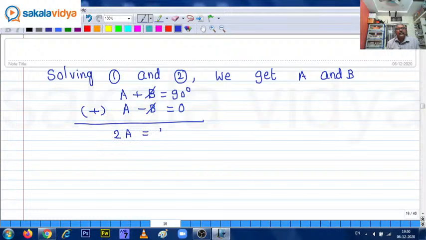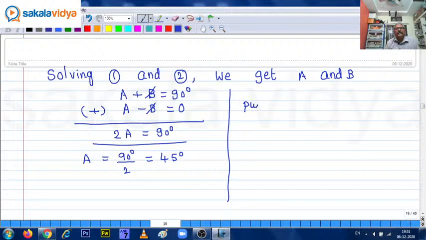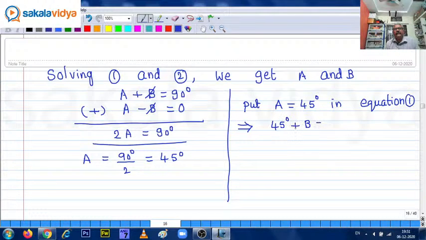2a equals 90 degrees and a equals 90 degrees upon 2. So that will be 45 degrees. Now put a equals 45 degrees in equation 1. So we have 45 degrees plus b equals 90. B equals 90 degrees minus 45. So you get obviously 45 degrees.